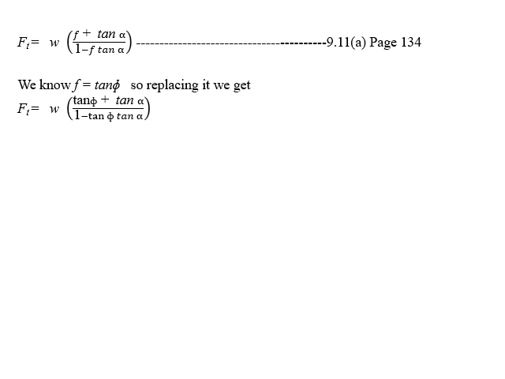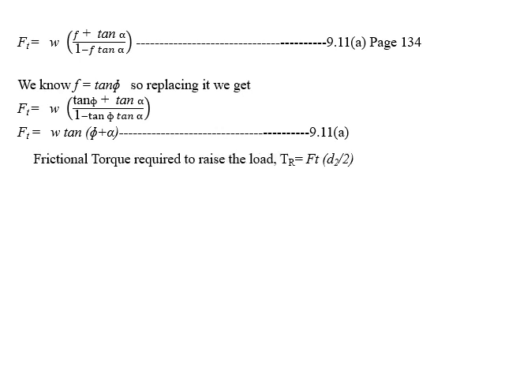So we get Ft is equal to W into (tan phi plus tan alpha) divided by (1 minus tan phi into tan alpha). Or else you can rewrite in terms of tan phi angles: Ft is equal to W into tan(phi plus alpha), which again you can get in the design data handbook equations. And frictional torque required to raise the load is given by Tr is equal to Ft into radius, nothing but d2 by 2.